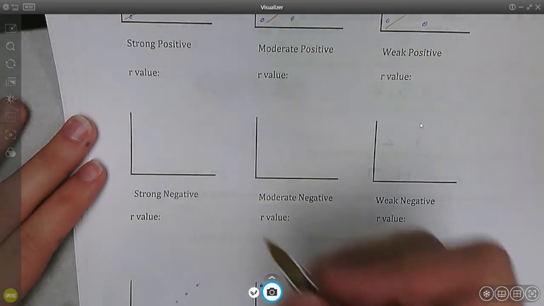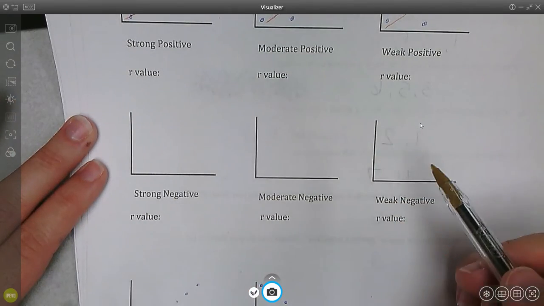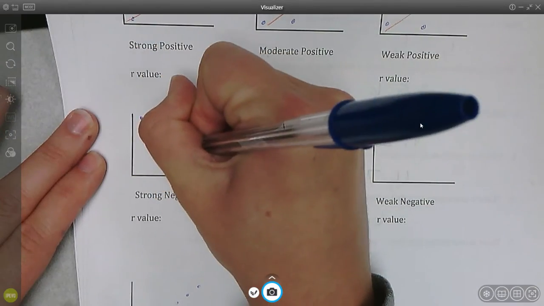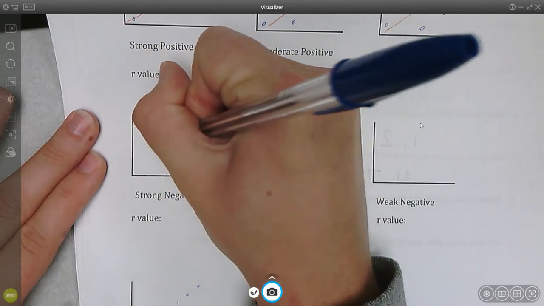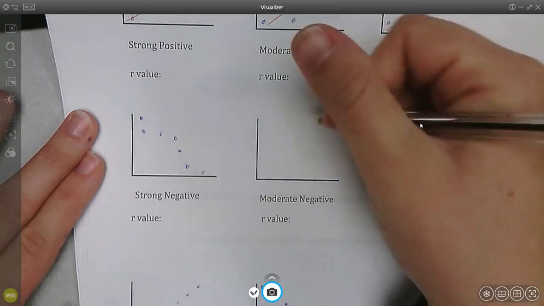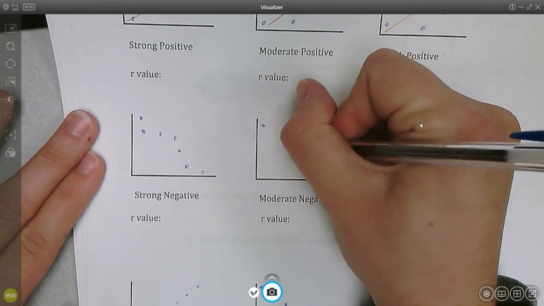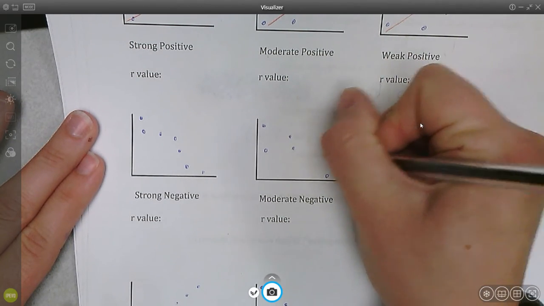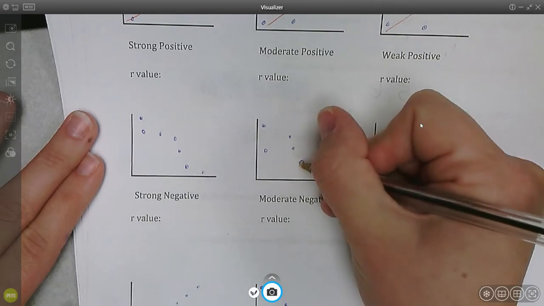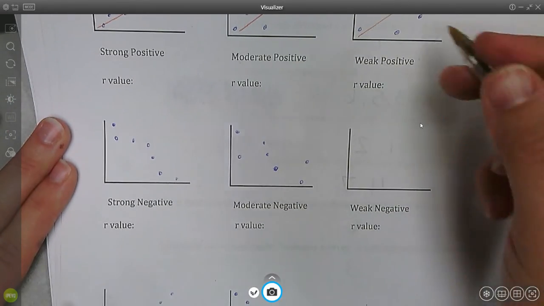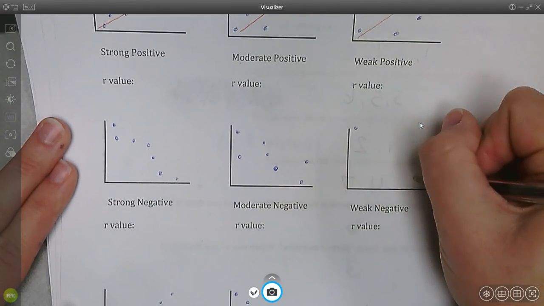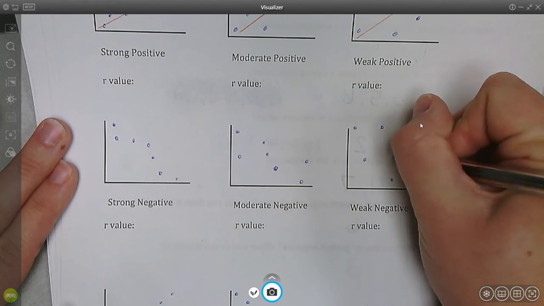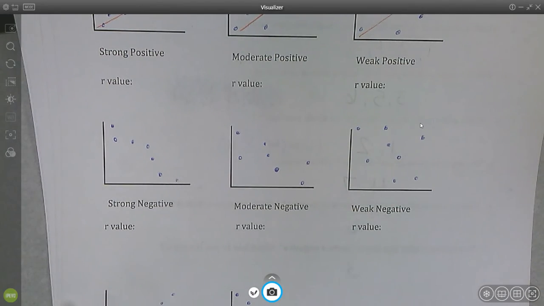So strong negative is the exact opposite. Now they're just going to go in the other direction. So strong negative, we'll do something like that. Moderately negative will look maybe like this. And then weak negative is you still have that they're negative, but they're real spaced out. So maybe have an oddball around.